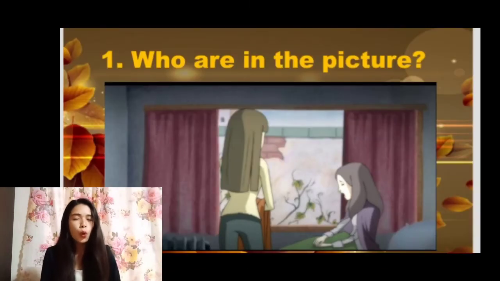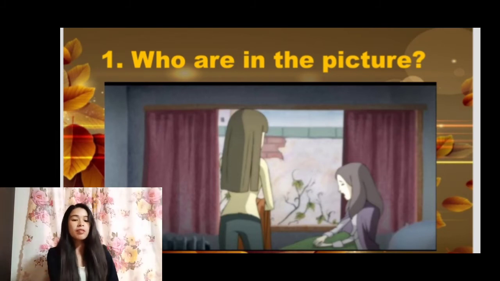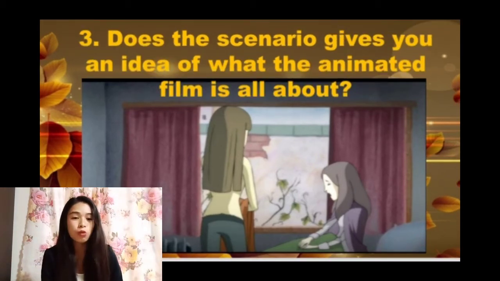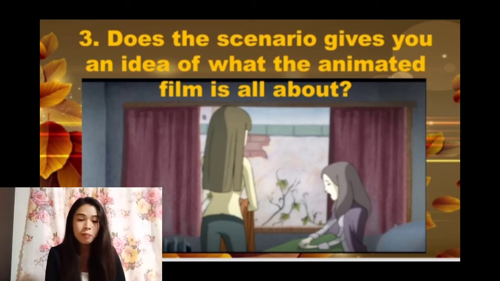Question number 1. Who are in the picture? Yes, Joanne? That's right. There are 2 girls in the picture. Next question. What scenario is shown in the picture? Yes, Mark. Excellent observation, Mark. It shows that the characters are in a room and seems like the other girl was sick. Third question. Does the scenario give you an idea of what the animated film is all about? Yes, Kyla? Indeed, the picture makes us think that the film is about a girl who was very sick and her friend was always there for her.